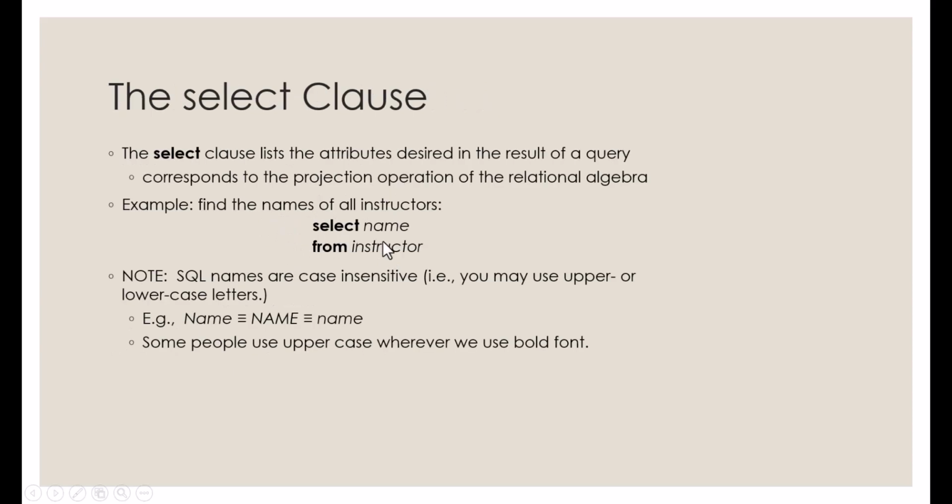Okay, so we can select name. So this is attribute name from instructor, and this will return the list of all the names from the table instructor. And in SQL, notice that it is case insensitive. So here, a name with the capital N, and everything is capital name, and all lowercase name. These are all equivalent. So it really doesn't matter if they're all uppercase or lowercase, they're considered the same.